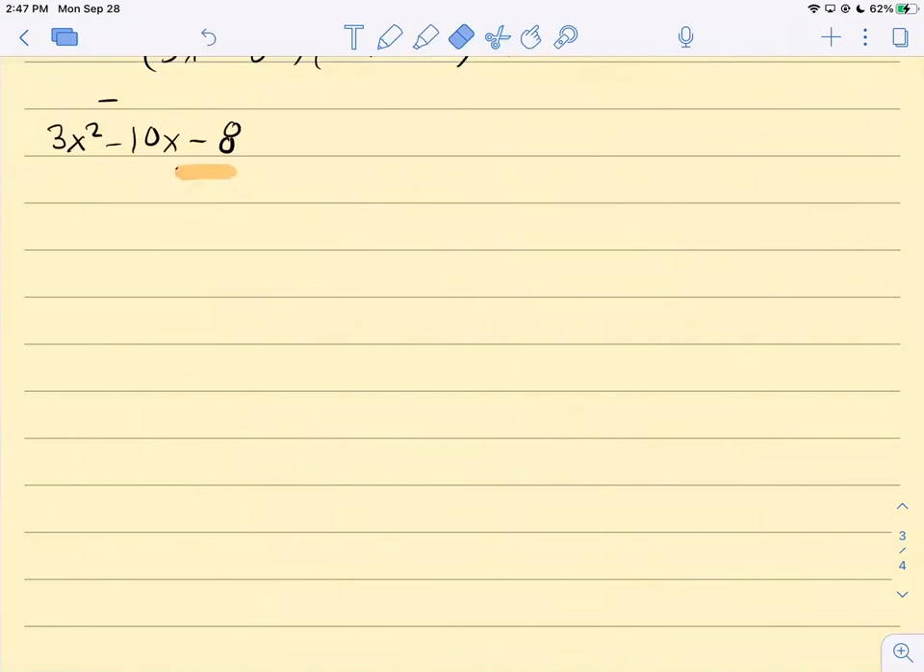Okay. So the slip and slide method says take the 3 and multiply it by the 8 to get a new quadratic that will be nicer to factor. So you get x squared minus 10x minus 24.